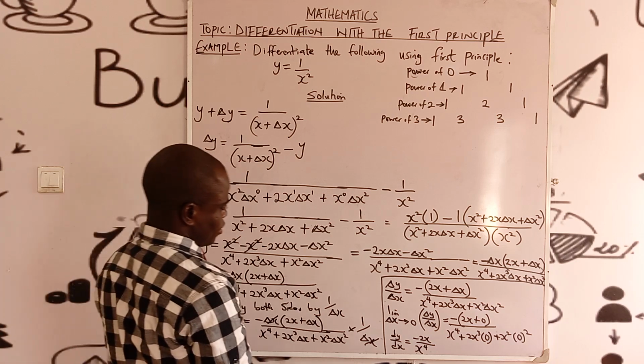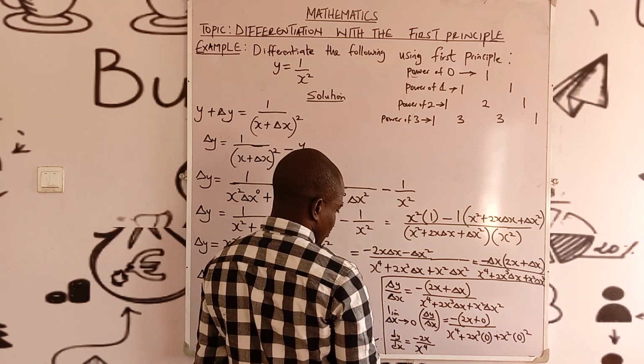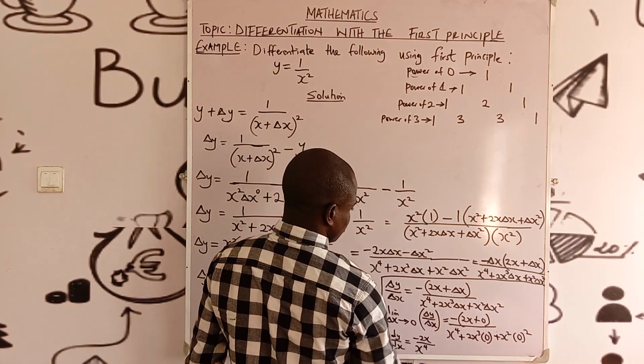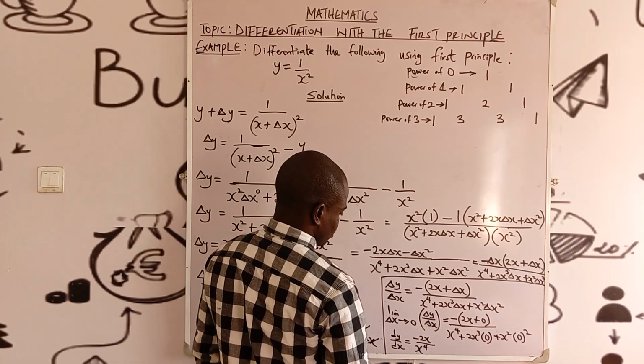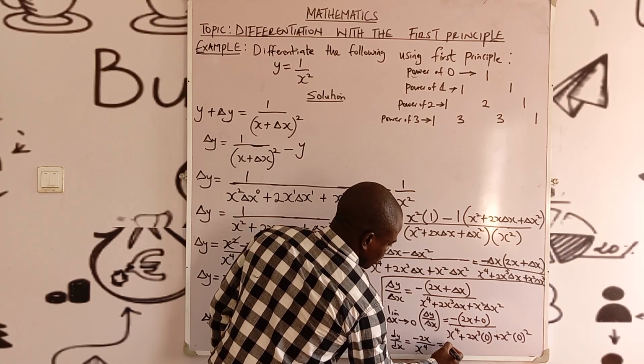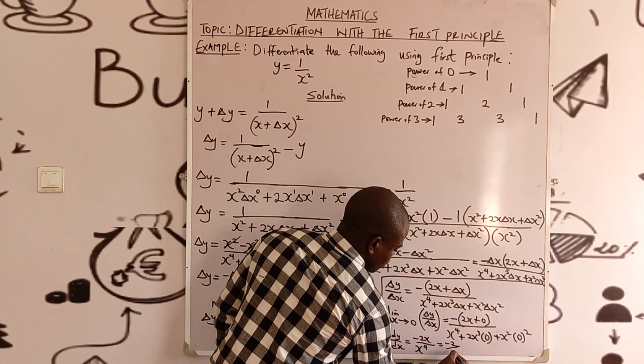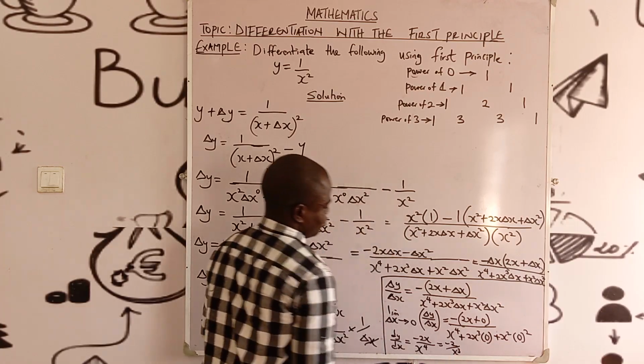And you have it from there. One of the x will cancel one of the x. So now it will be minus 2 over x raised to power 3.